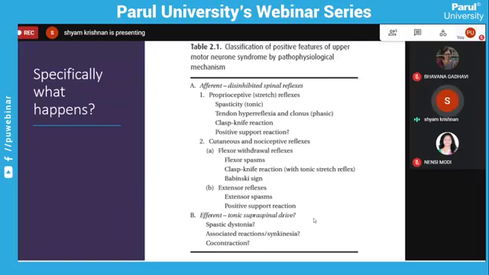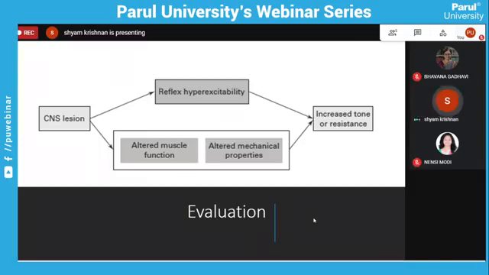So these are the manifestations of pathology at various levels in the central nervous system. When we are going for evaluation of hypertonia, we need to be aware of what exactly is happening. There are two different aspects to think about. There is reflex hyperexcitability, which is the most common reason for an increase in tone. There is also altered muscle function and altered mechanical property, both of which will lead to an increase in tone or resistance. Now, how are we going to evaluate the muscle tone?